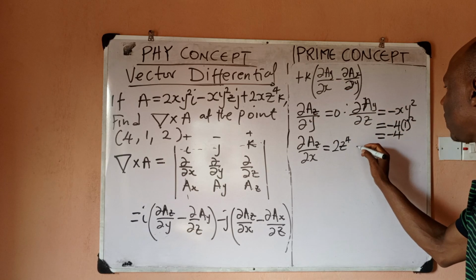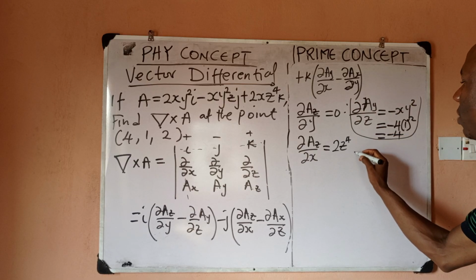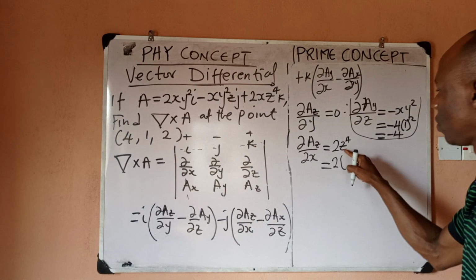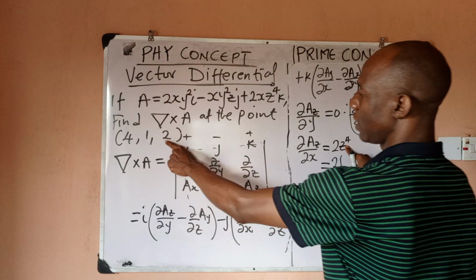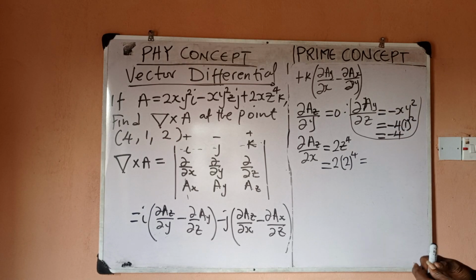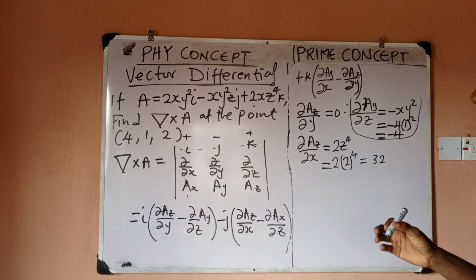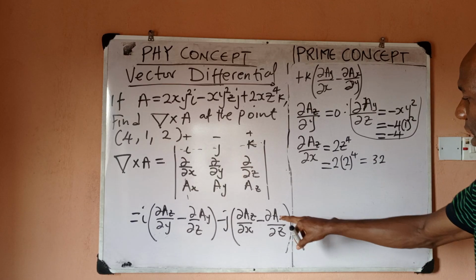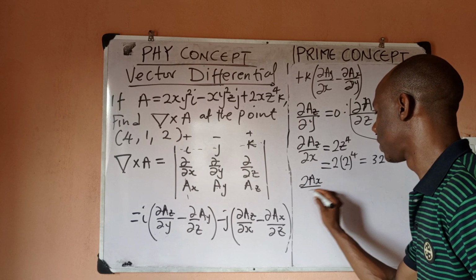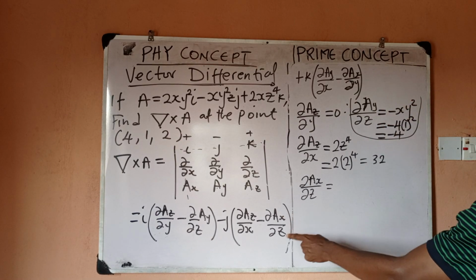So let's do the same for this, so that I don't mistake it. If I substitute this, I'll have 2 into z. z is 2. 2 raised to power 4 is 16, times 2 is 32. So I need to find ∂Ax/∂z.